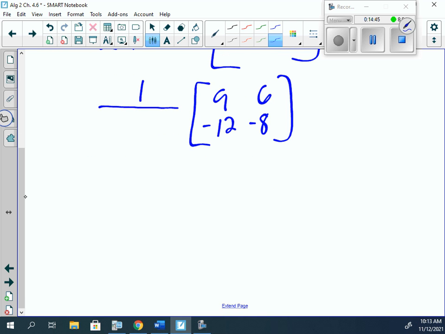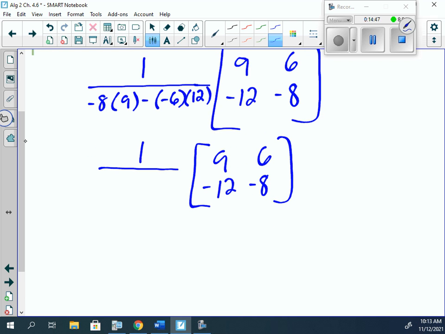So let's simplify the determinant. Negative 8 times 9 is negative 72, yes. Minus 6 times 12 is negative. Well, the negative and negative would make a positive.